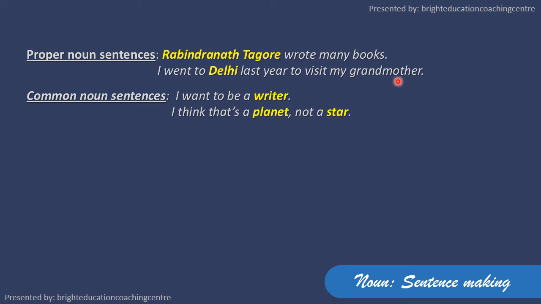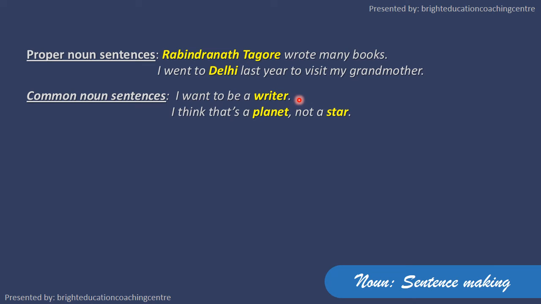Common noun sentences. I want to be a writer. In this sentence, writer belongs to each and every writer in this entire world. But if I say Rabindranath Tagore is the best writer, at that time I am considering Rabindranath Tagore as a proper noun and the word writer will be a common noun because it belongs to a particular class. That means any person, man or woman, old people, very young, whoever is a writer will be considered in this class, that means in the writer class.